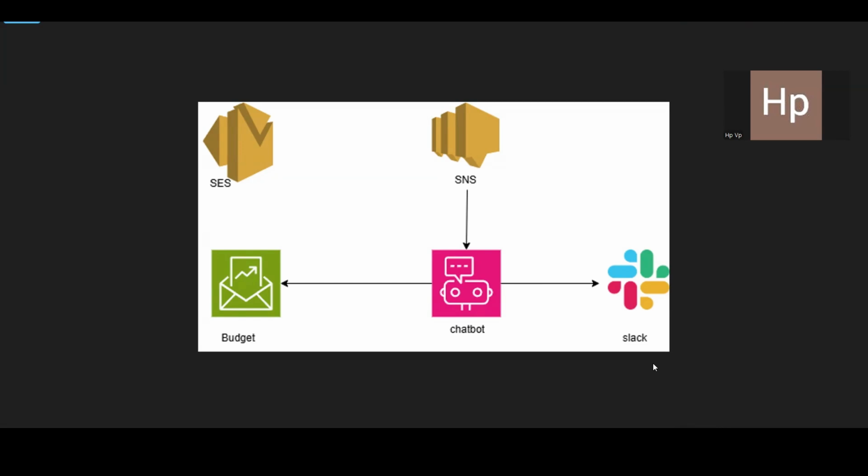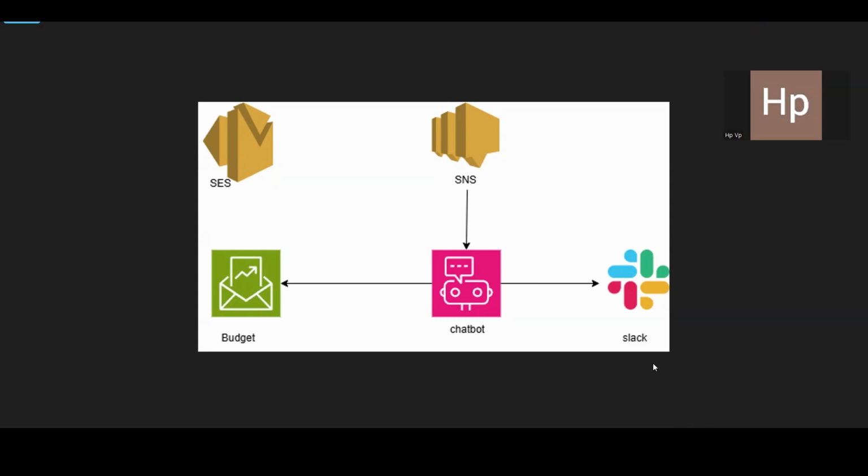So for this, we are using four kinds of AWS services. One is Budgets, and others are Chatbot, SNS, and SES. Budgets is a kind of AWS service which provides the information of all budget and costing and the billing management of our AWS account.